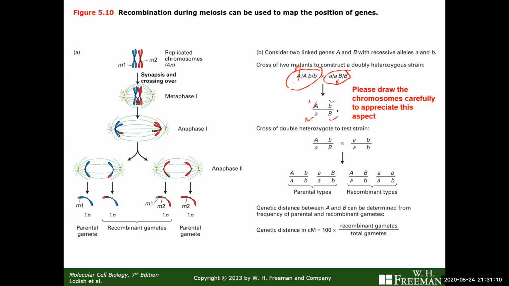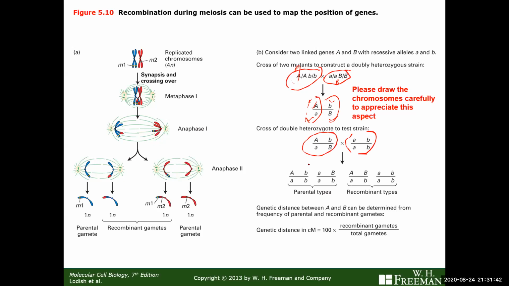Now this diploid, which is called a double heterozygote because it is heterozygous for A and heterozygous for B, you cross it with what is known as a tester strain. A tester strain will have homozygous mutation for both the alleles, A and B. Okay? Now you cross them and you see how many will come up with a genotype very similar to this.